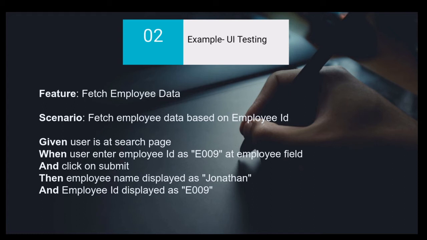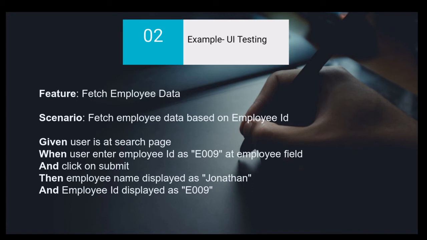When user enters employee ID as E009 at employee field, okay, there is a field where I am going to mention my employee ID, again E009, and click on submit. So I have to perform 2 action steps over here. So I have used the and keyword over here. Then employee name is displayed as Jonathan and employee ID is displayed as E009. So here we are not verifying any HTTPS response because those responses are required to be validated on the API end. Here on UI, we don't need to verify those responses.